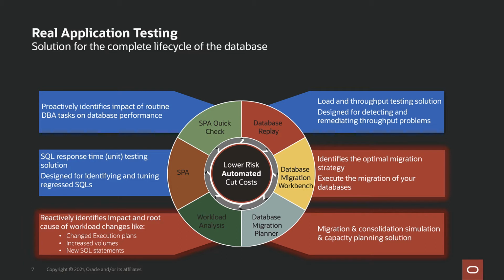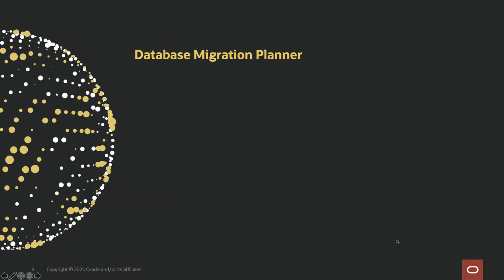And the last feature that we're going to use is Workload Analysis. This will help us to identify the changes that have been introduced with the new application version. We will be able to see if there are any regressions due to plan changes. There could be new indexes implemented. We will also see if there are new SQL statements or missing SQLs. Let's start with a short introduction of Database Migration Planner, and then it will follow with a demo of the product.